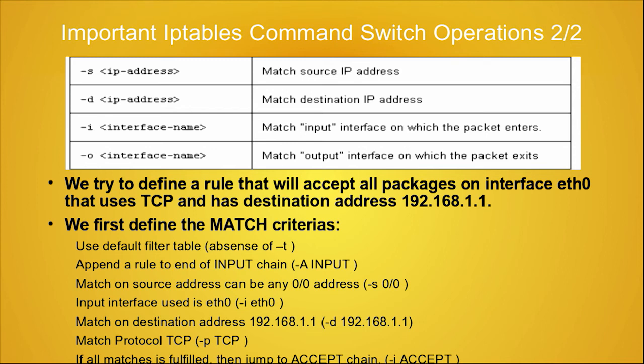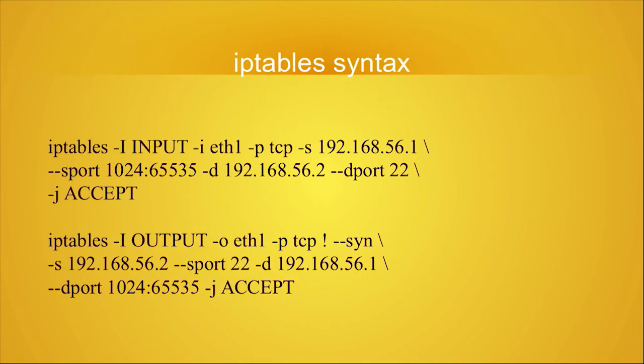Here is another example. Use the filter table by default: if -t is absent, then it is the filter table that will be used. Then it says append to the input chain. Then it can say -s 0/0, so network address/mask and so on. So this is the way you actually give a command. So here are some examples.